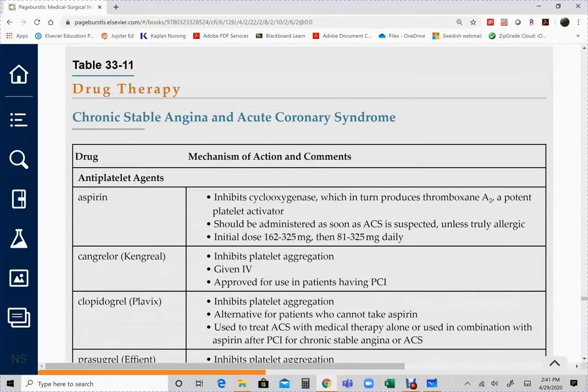Here are the specific drugs now. Table 33-11.